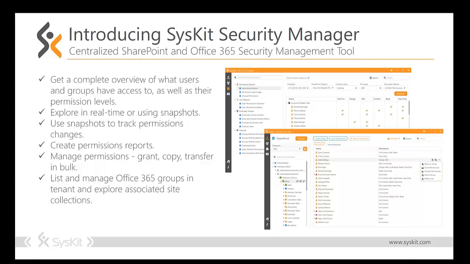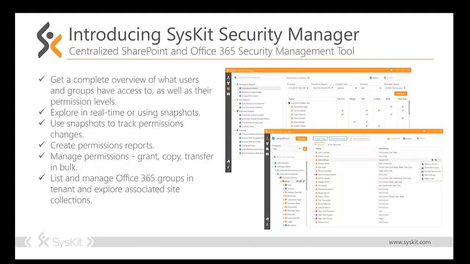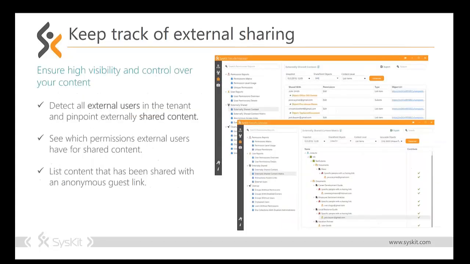Besides the reporting, you can also manage permissions. The great thing is that you can manage permissions in bulk, and we also have additional permission management actions such as copy or transfer permissions, which is pretty useful in case of employees joining or leaving the organization, when you have to copy or transfer some permissions from one user to another, and you can also do it in bulk. You can also see an overview of your Office 365 groups in the tenant, and you can explore all associated site collections and see the permissions for these as well.